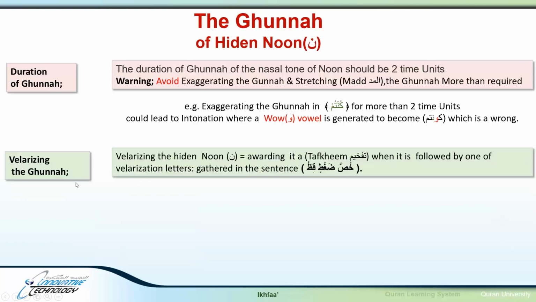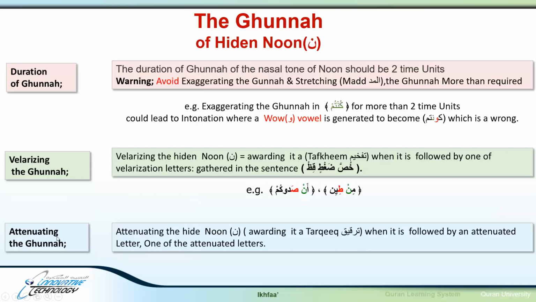Kuntum. Now, velarization. As we said, if the noon is followed by a velarization letter, which is one of those letters, then we velarize the noon. So let's listen here: min teen, an saddukum. So there's a ta, one of those velarization letters, and there's a sad here. So we keep the velarization of the hidden noon. Now this will be more clear once we look at the opposite, the attenuation.